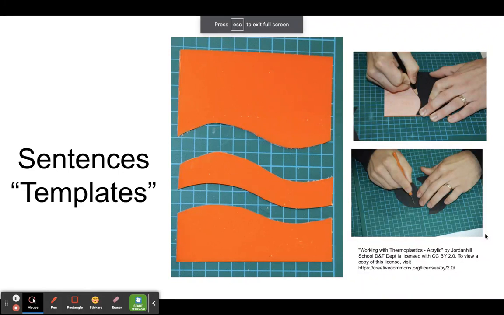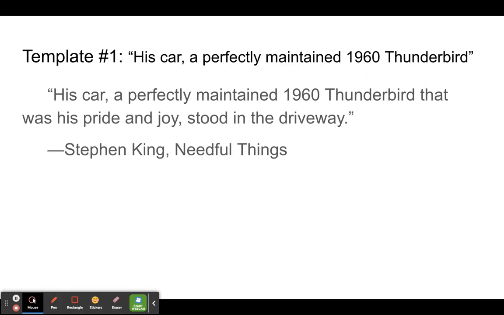All right, now that you've learned your words, we're moving on to our sentence templates. A sentence template is something that we want to use to imitate so that our own sentences can develop and become more mature and more beautiful. Our first template, number 1, is: "His car, a perfectly maintained 1960 Thunderbird that was his pride and joy, stood in the driveway," by Stephen King from the book Needful Things.